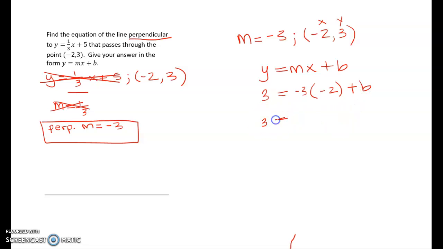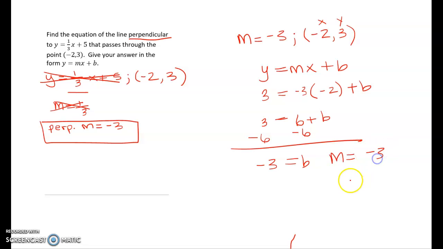So we get 3 equals -3 times -2 is 6 plus b. We minus the 6 on each side. So we get -3 equals b. So now we have our b, we have our slope that we found above, -3. They happen to be the same this time.